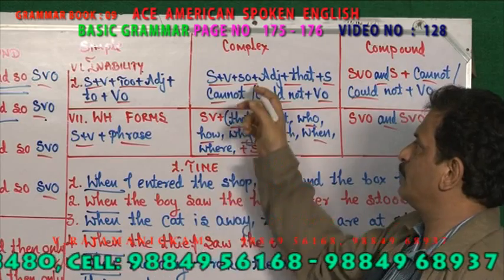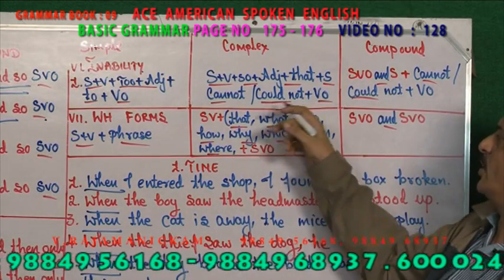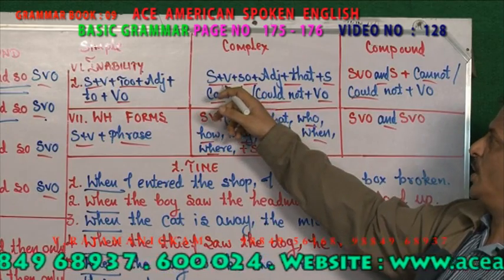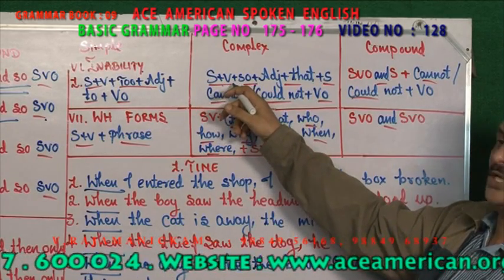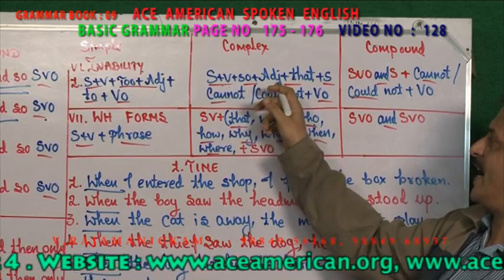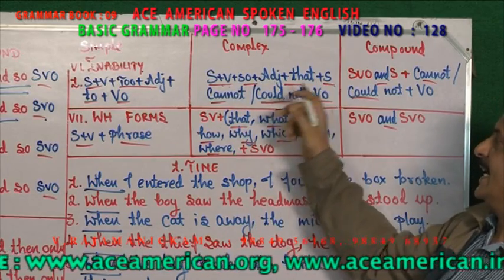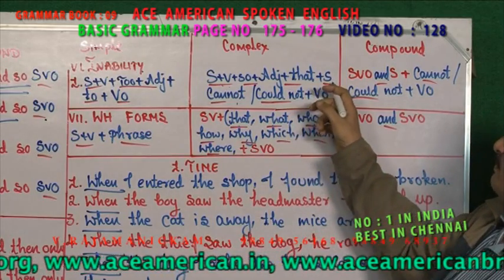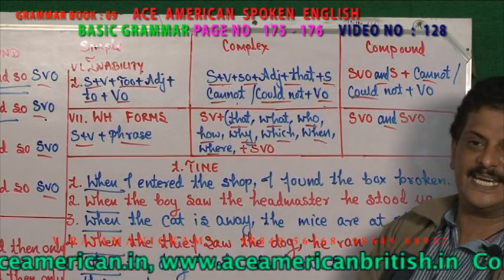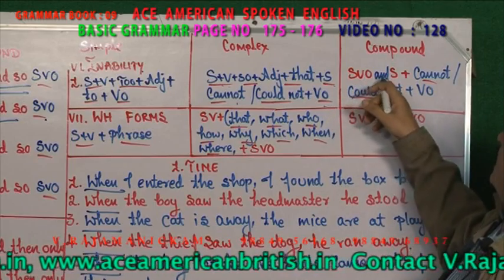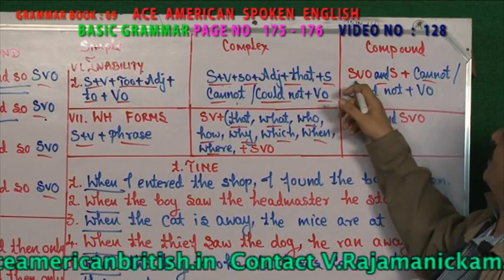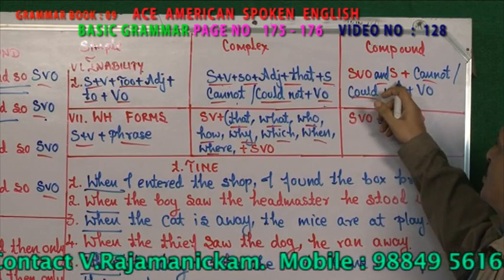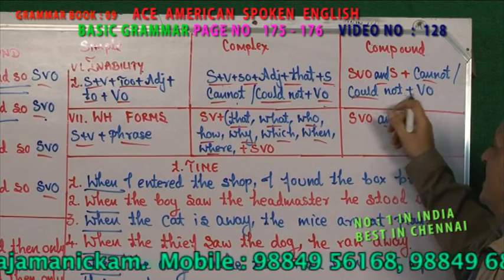So how do you say it? Subject verb, so adjective that, cannot, could not. He is tall. He is so fat. He is so fat that he cannot work or get the job, right? So subject, and the verb object means get a job. So subject verb object, and subject plus cannot, could not work. He is so fat and so he cannot get a job.